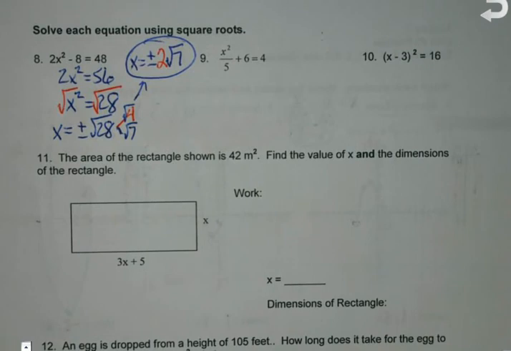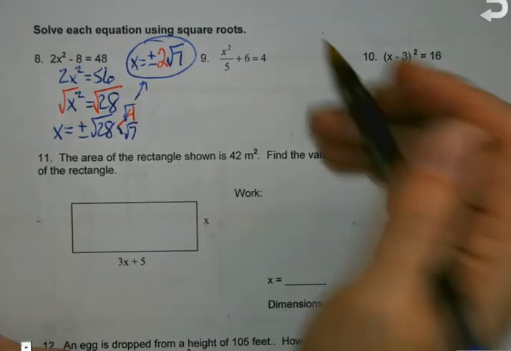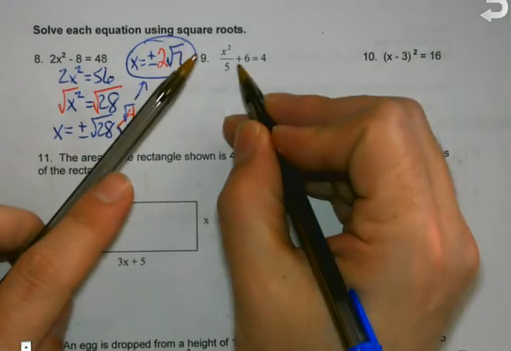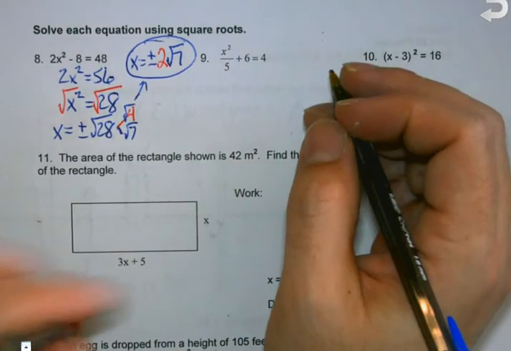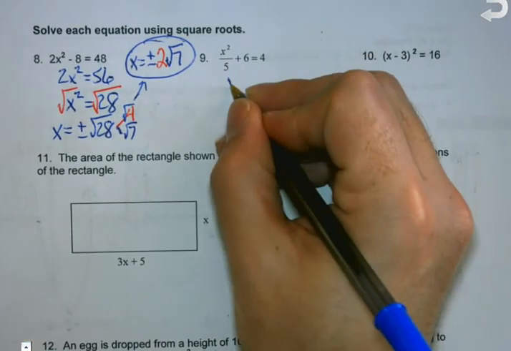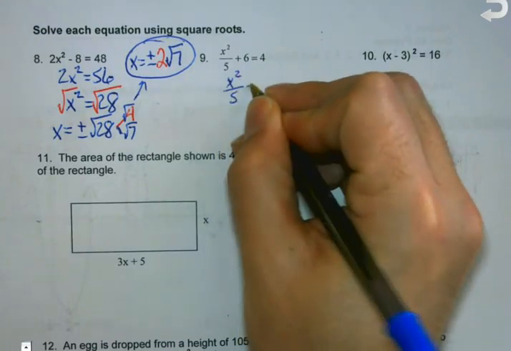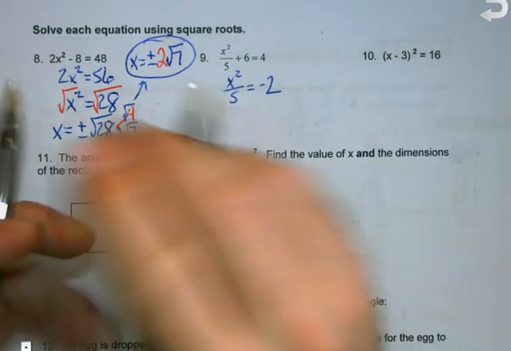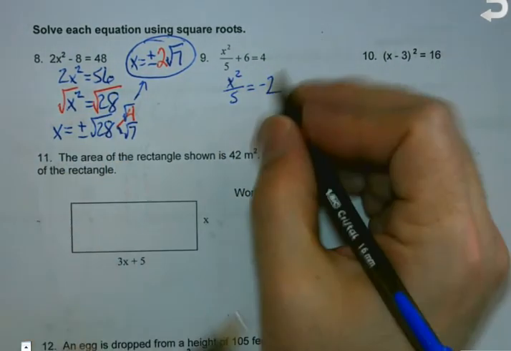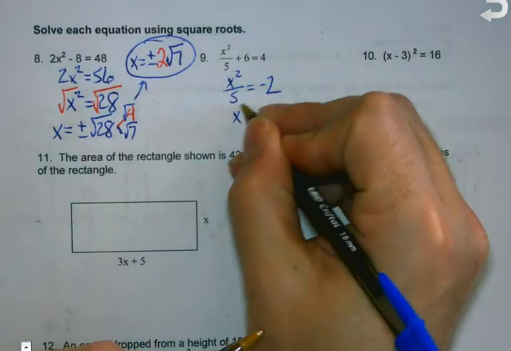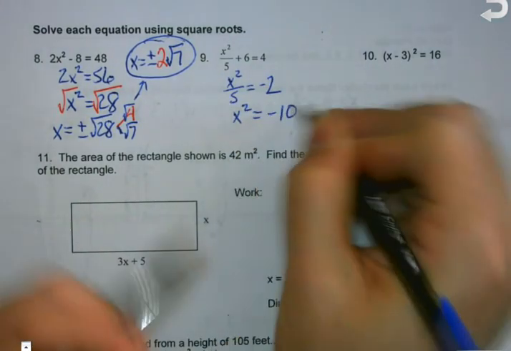Will that be the case every time? No. Sometimes you may not be able to break it down. But for this one, that's one we've got to be able to do. 9, I found out I'm one section ahead on this. So the true answer we're not going to be able to get to, but we'll talk about that in a minute. What do I have to do first in number 9? Subtract the 6. Then what? Multiply by 5. You get -10.